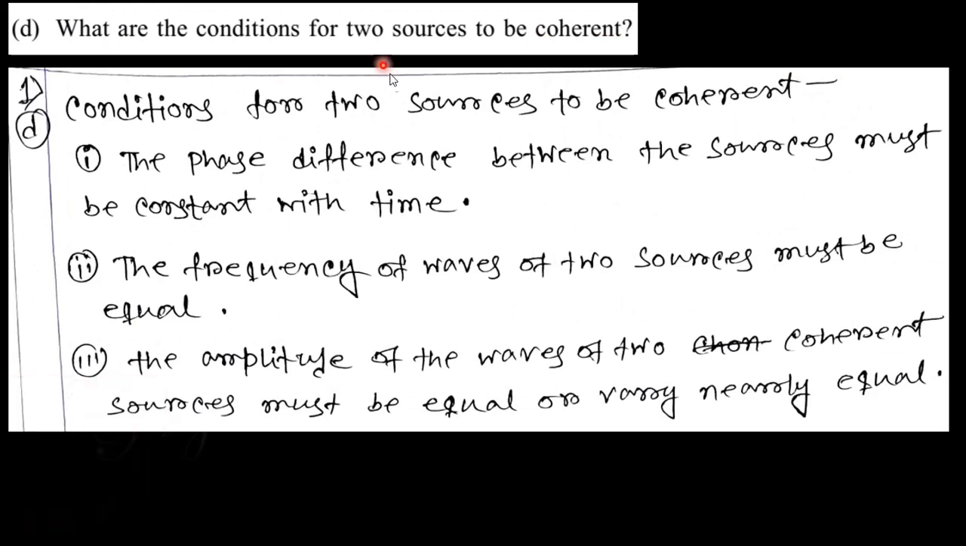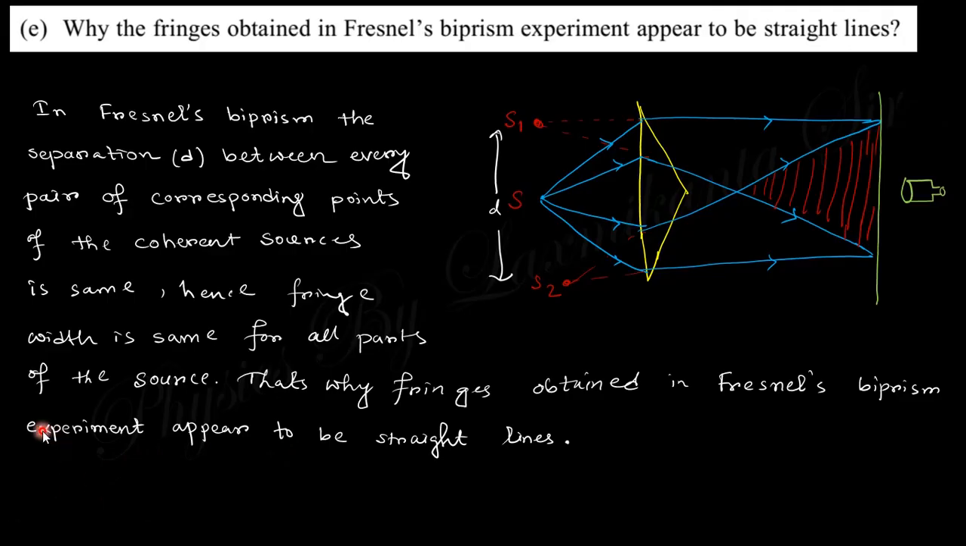What are the conditions for two sources to become coherent? For coherency, the phase difference between the sources must be constant with time. If there is a slight phase difference, it must be constant and very small. The frequency of the waves of the two sources must be equal, and the amplitudes of the waves of the two sources must be equal or nearly equal. Go to the next one.